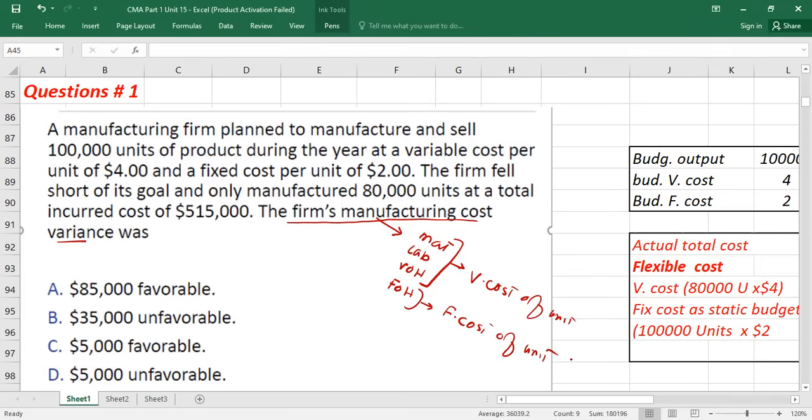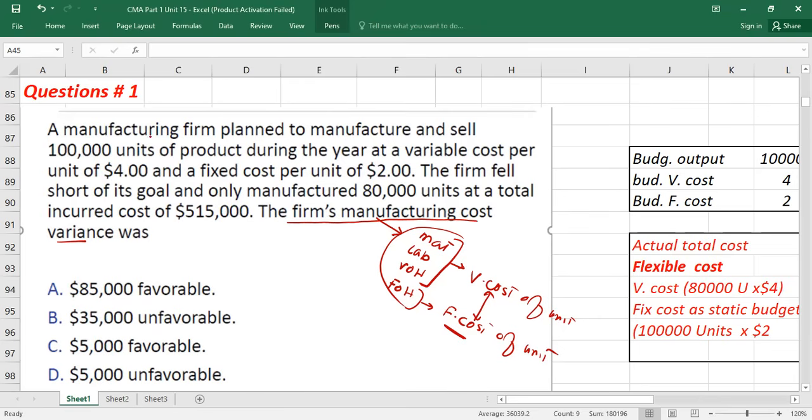So we have to calculate manufacturing cost variance, means all cost variance, including material, labor, variable overhead, and fixed overhead, or including variable and fixed cost. Understood? And don't forget the rule I told you about the fixed cost when you prepare even a flexible budget. So fixed cost you will write same as we have written under the static budget. Understood? So here we go. Let me read the question now.